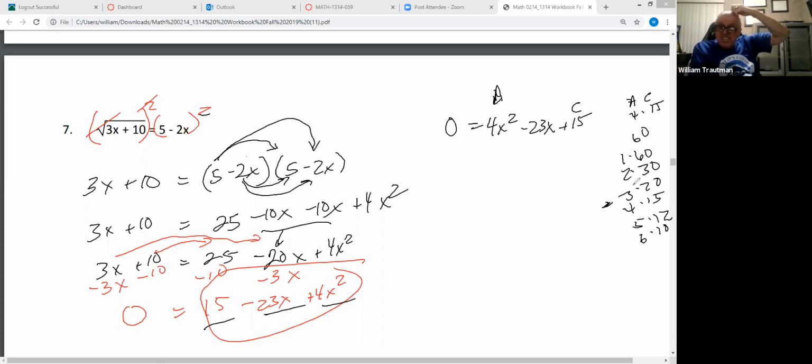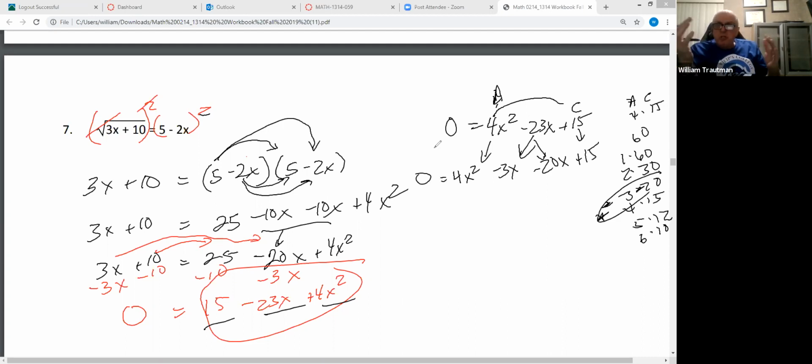A minus and a minus. When I multiply those, I get a positive 60, and when I add them, I get a negative 23. Negative 3x and negative 20x. Remember, we split the middle with them. Bring down this. Please stay up on this factoring.